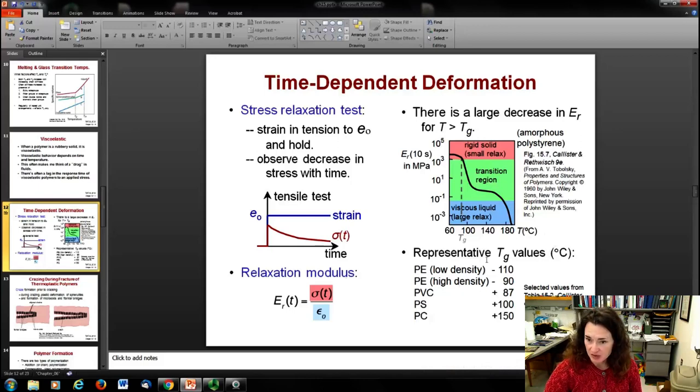So here's some representative glass transition temperature values in Celsius for various polymers. For low density polyethylene and high density polyethylene, you have low temperatures, minus 110 and minus 90 degrees Celsius. For PVC, it's a higher temperature, 87 degrees Celsius, polystyrene, 100 degrees Celsius, and polycarbonate, 150 degrees Celsius. So there's a large temperature range there.